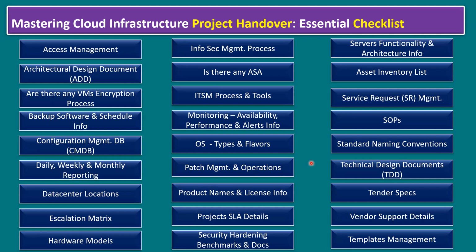So this is the overview of mastering cloud infrastructure. Irrespective of on-premises, edge location, private cloud, or hybrid cloud, these handover lists are quite common in any project. Hope you understand the overall project handover checklist details.